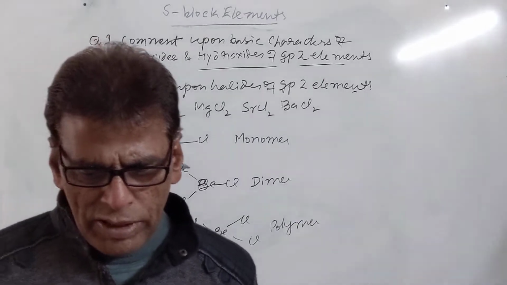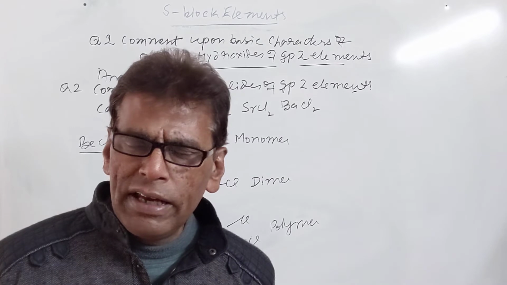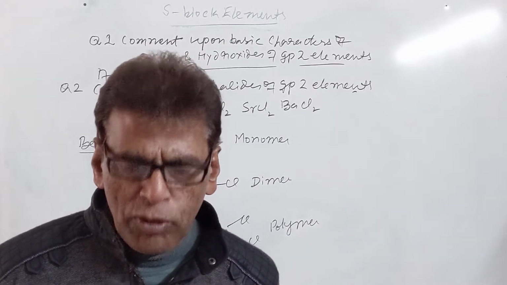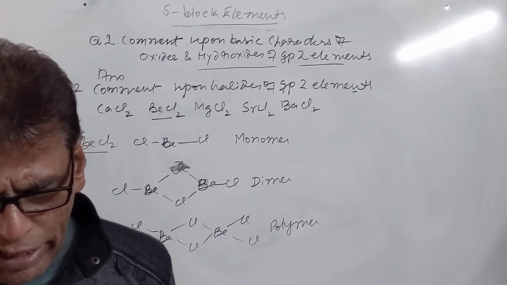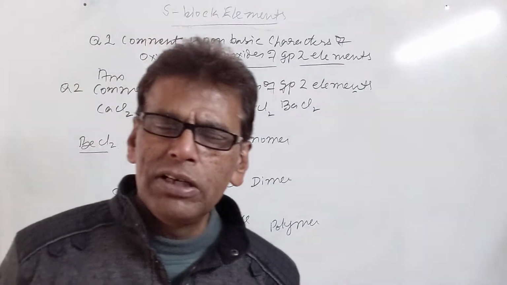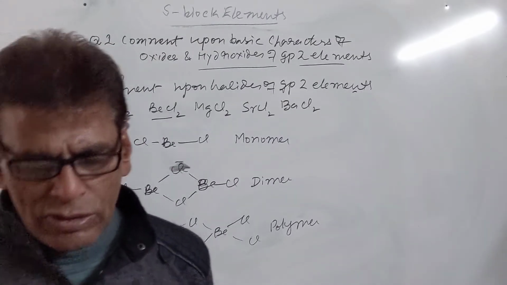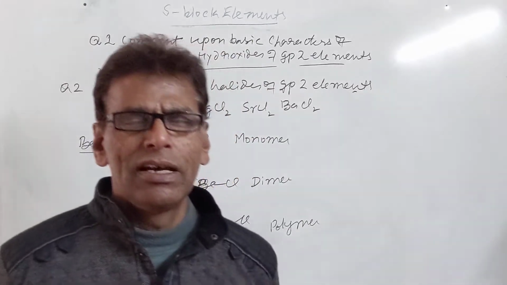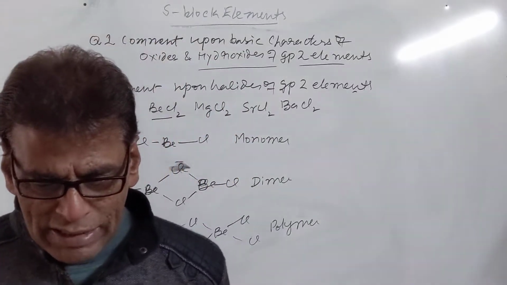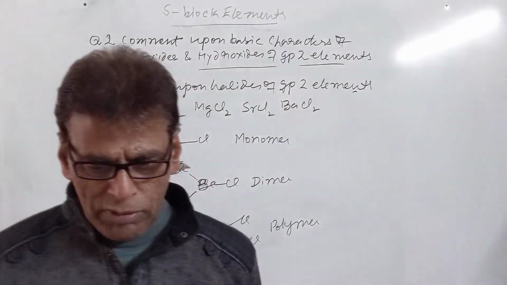The sulfates of alkaline earth metals are quite stable, but on heating at very high temperature they decompose to give metal oxide, sulfur dioxide and oxygen. Then we have the question, comment upon the stability of carbonates. The stability of carbonates also increases from top to bottom, but they are less stable as compared to sulfates due to less lattice energy. On heating they decompose to give metal oxide and carbon dioxide.